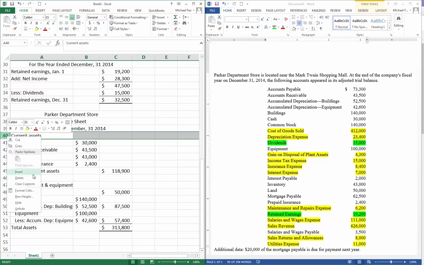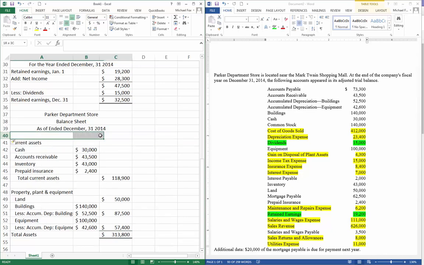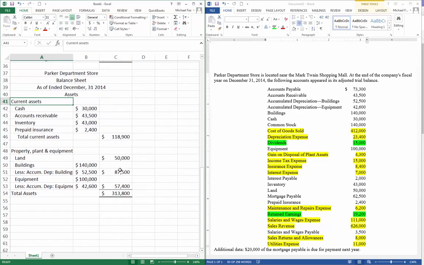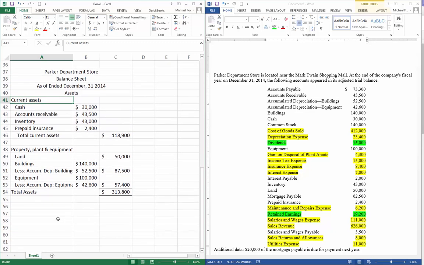If I'd wanted to, or if I'd remembered, I may have titled this first section Assets. The next section will be titled Liabilities and Equity. Remember, the assets must equal the liabilities plus the stockholders' equity.